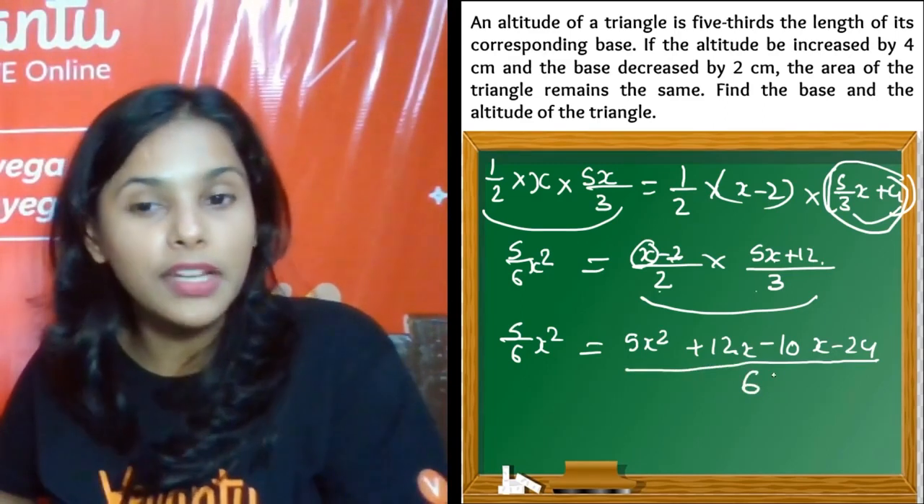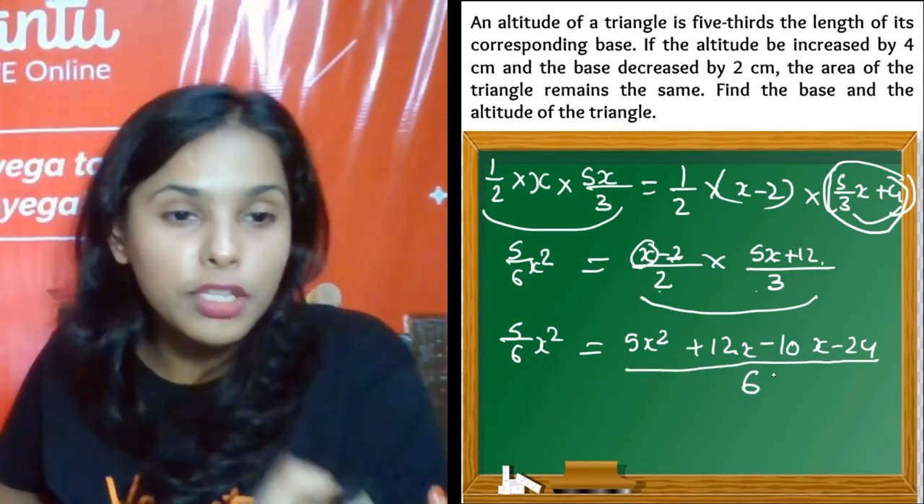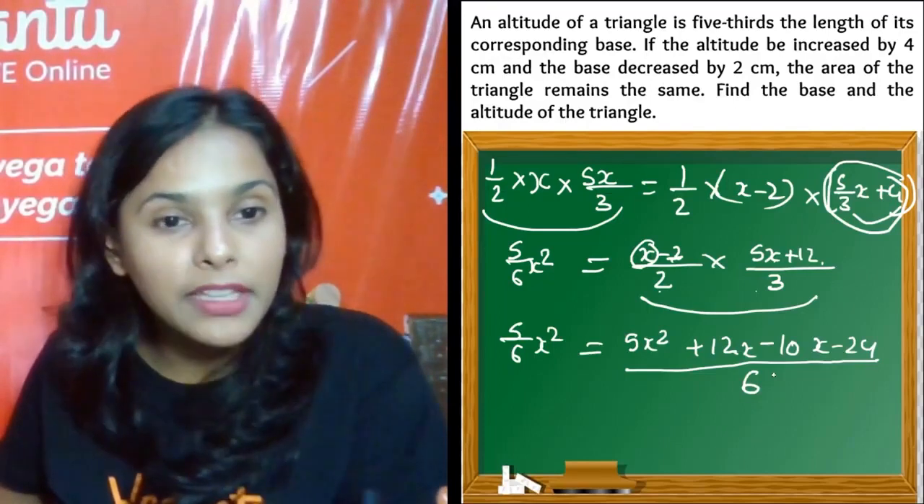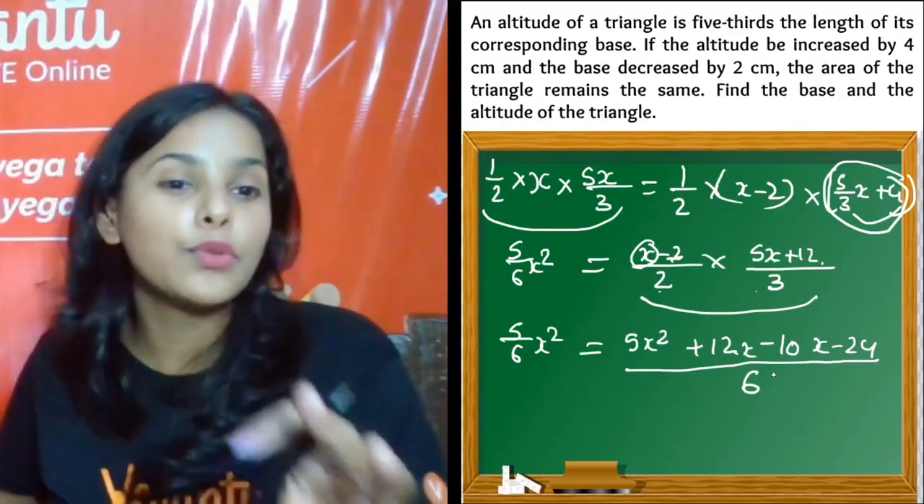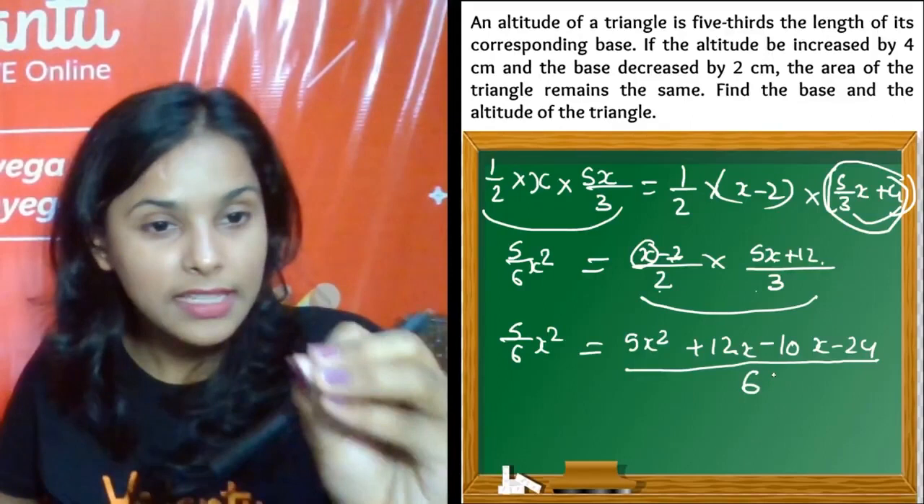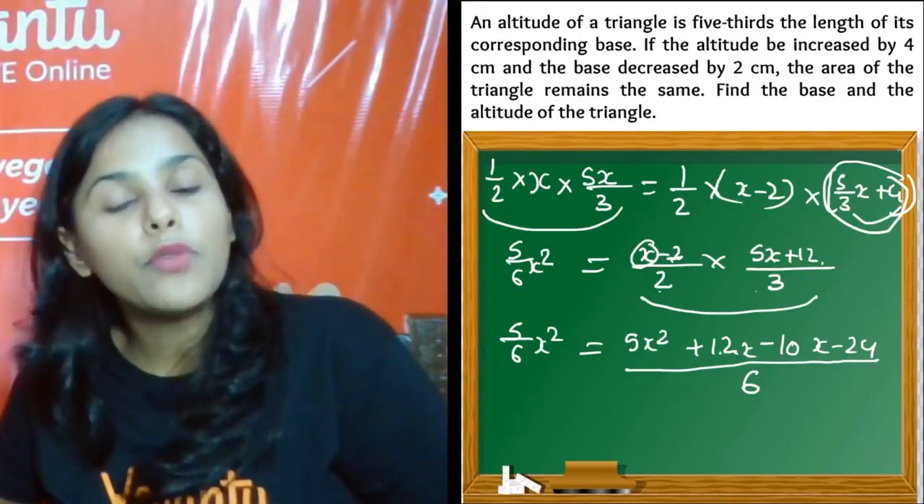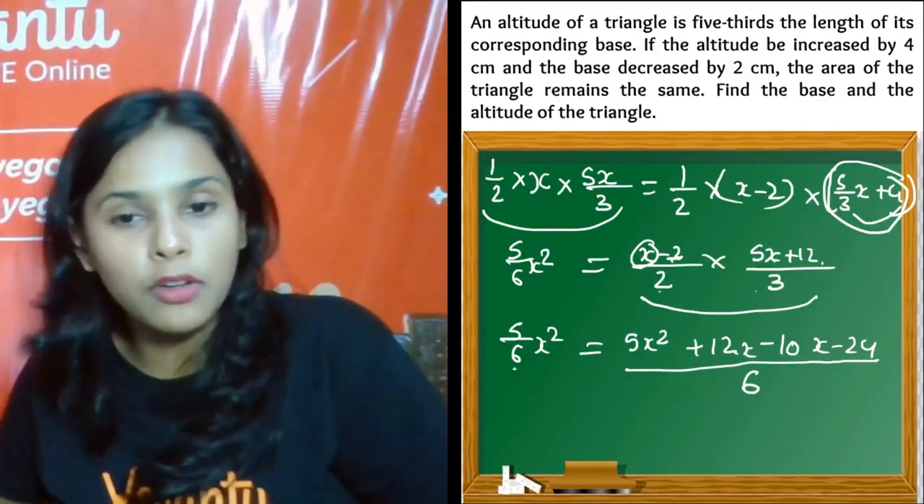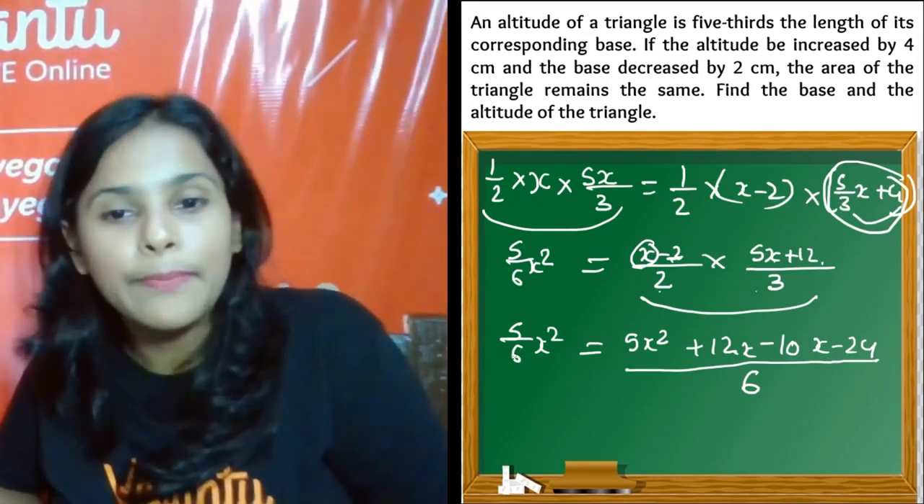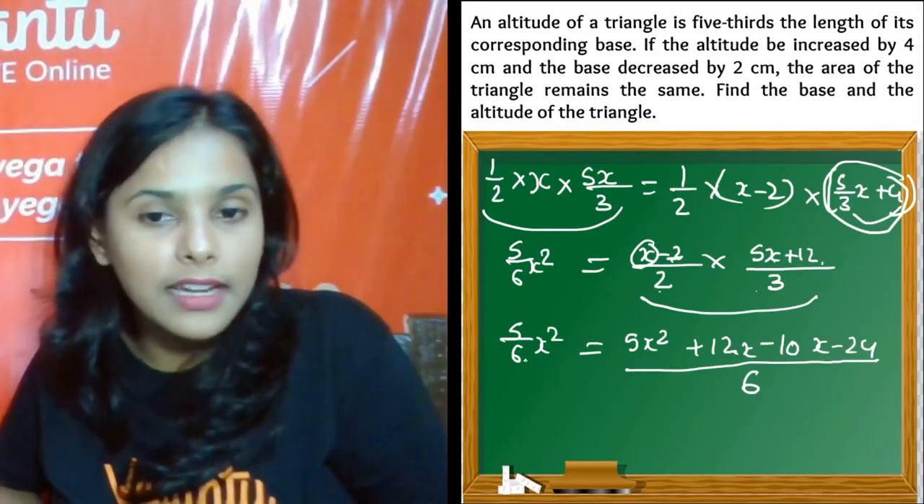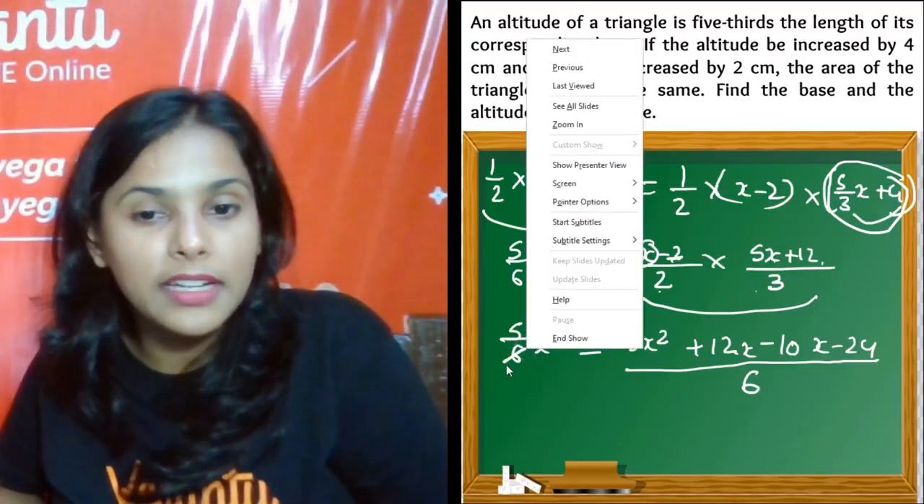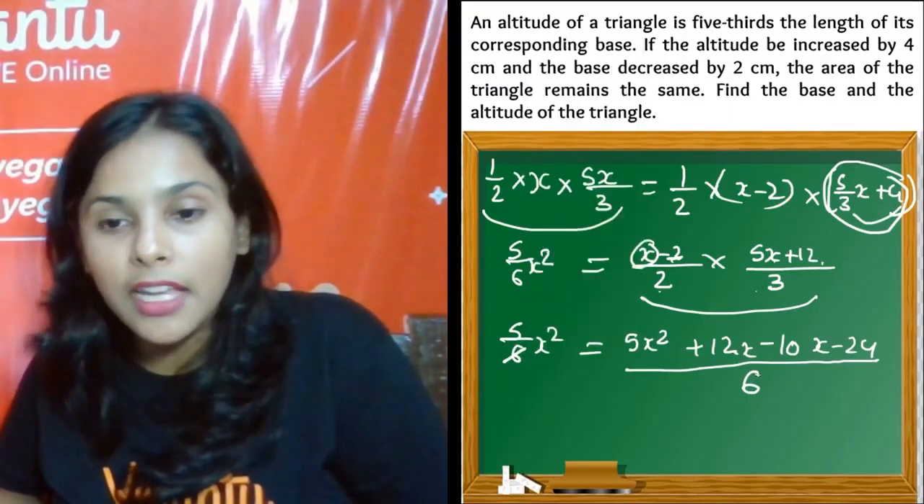Clear? Clear everyone? Now just do the cross multiplication or whatever method you want to, just quickly solve this question and you will get your answer. So if you want to take the cross multiplication, very good. But if you want a shortcut, can you see here, in the division the denominator is 6 here and here also 6.